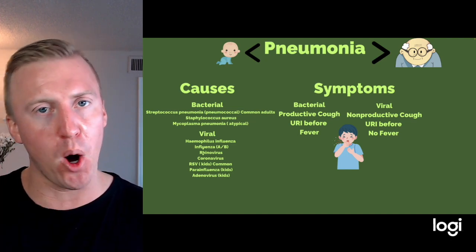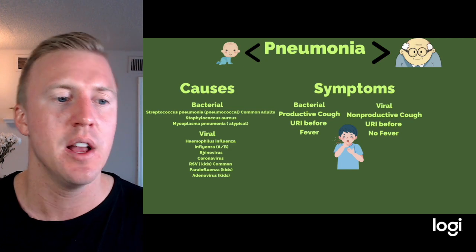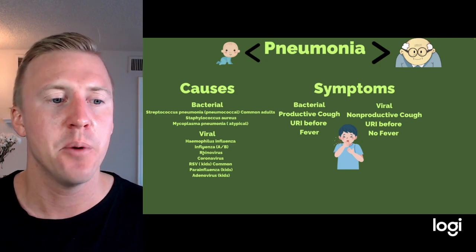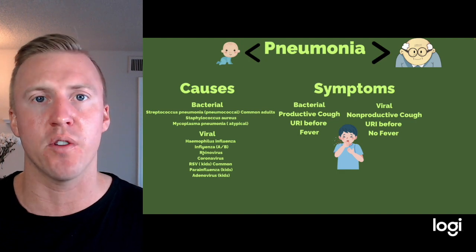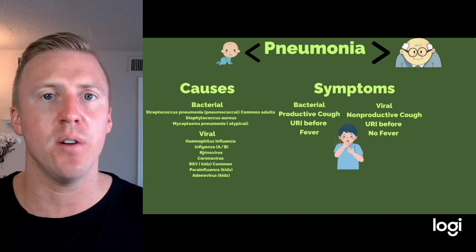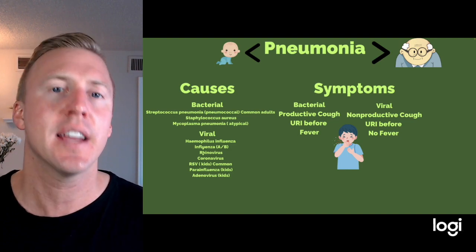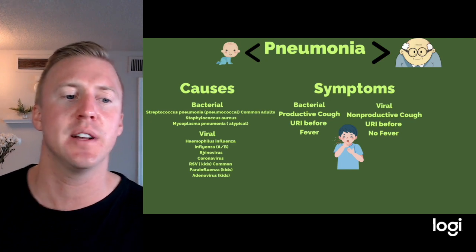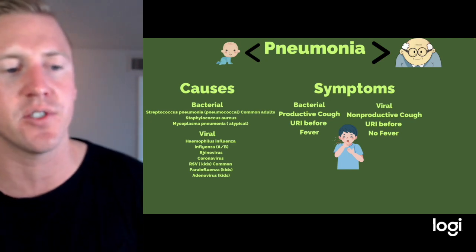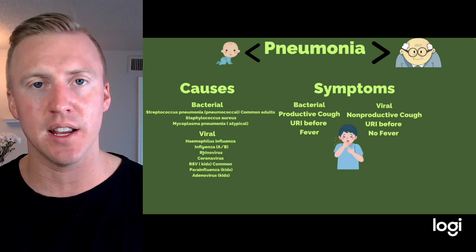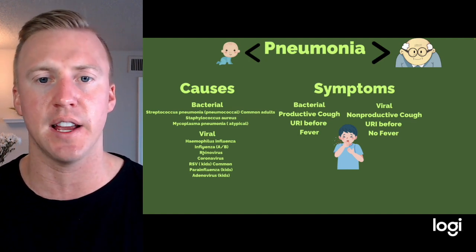Viral can happen in both, but more common in kiddos. So we can see things like the common flu, influenza A or B. We can see rhinovirus. We can see coronavirus, as we know, going through the pandemic. RSV in kids, though, is the most common cause of pneumonia in kiddos. Again, kids are more likely to get a viral pneumonia. Parainfluenza, and then adenovirus. Those last three are most common in kids, where RSV is one of the most common causes of pneumonia in kiddos, and obviously bronchiolitis, which we'll cover later.